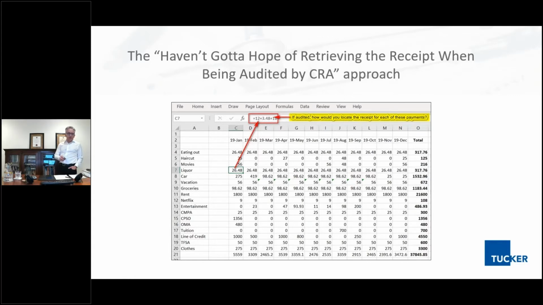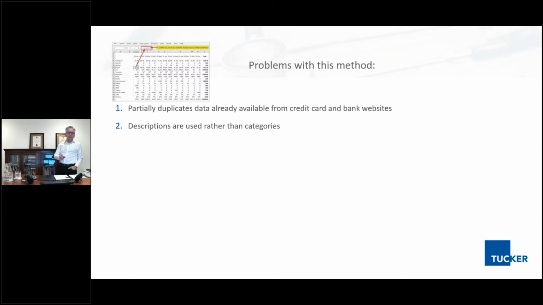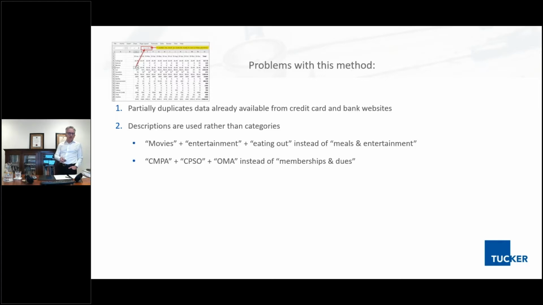All right. Now, the problem with the method, as I've mentioned, is that it duplicates data already available in a credit card or bank website, and I'll explain to you what I mean by that. What most people don't realize is that the data from their credit card statements or their purchasing history, all of that data is available from your bank website. So there is no reason why somebody would have to go to the trouble to duplicate data that's already been entered.